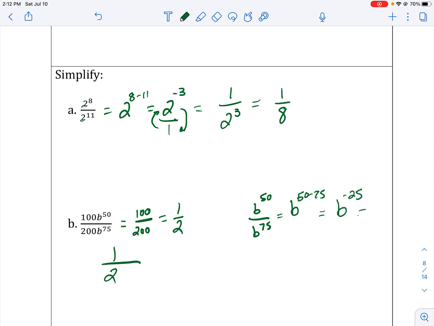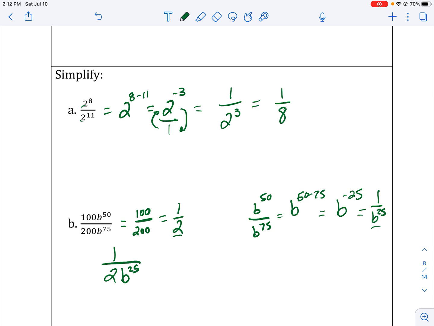Whenever I have a negative exponent, to make it positive, I would take the reciprocal of that, which gives me 1 over a positive b to the 25th. Since b to the 25th is in the denominator, and my 2 is in the denominator, I am left with 1 over 2 times b to the 25th.